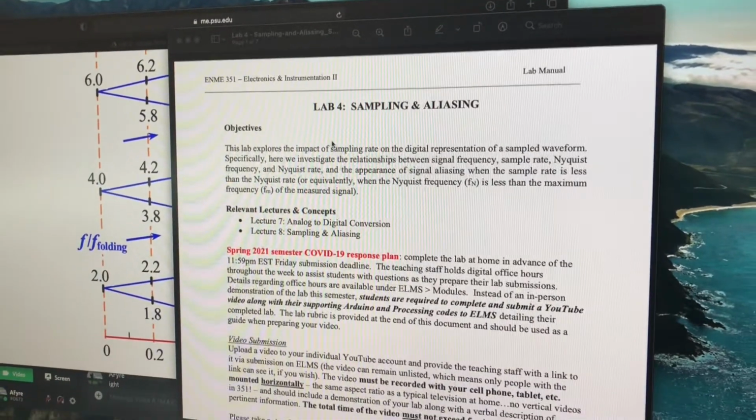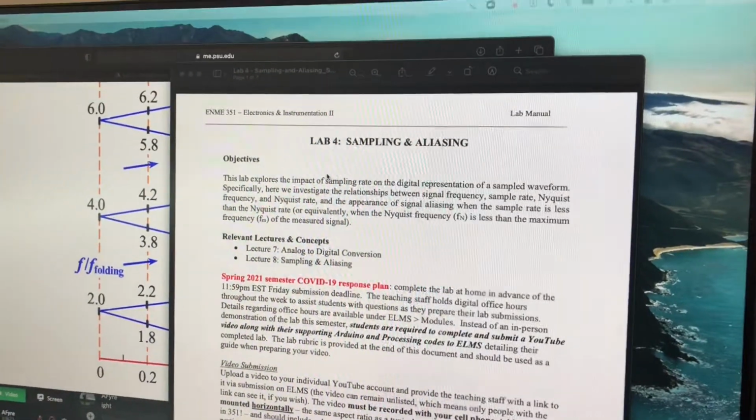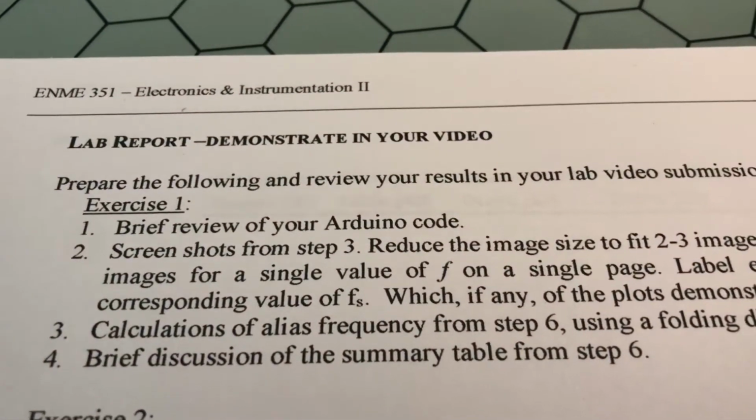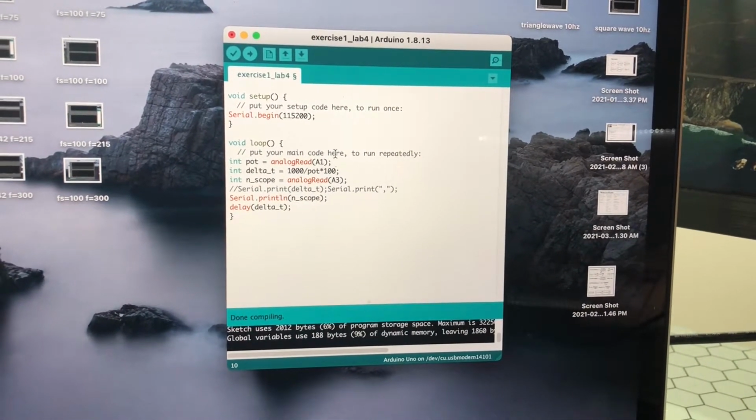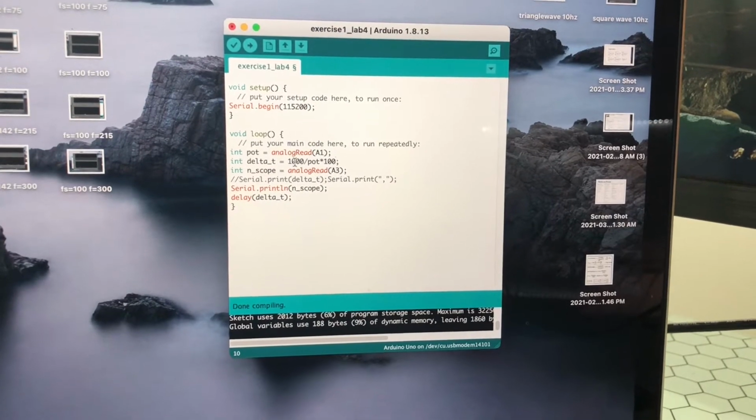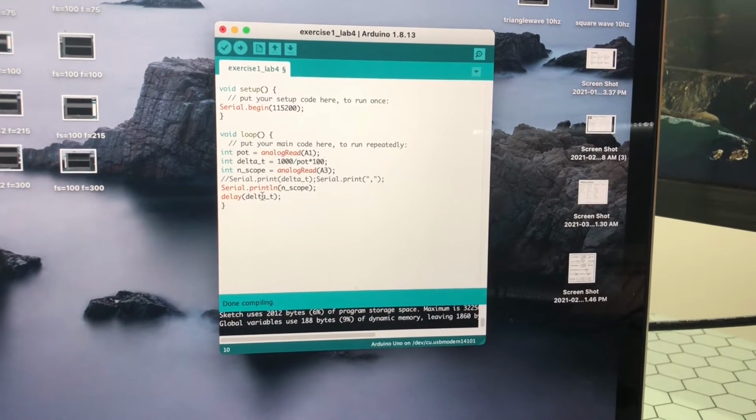So this is Lab 4, sampling and aliasing. I'm first going to show you my Arduino code. So here's my Arduino code. I basically Serial.begin, and then I read my potentiometer to adjust the time delay.